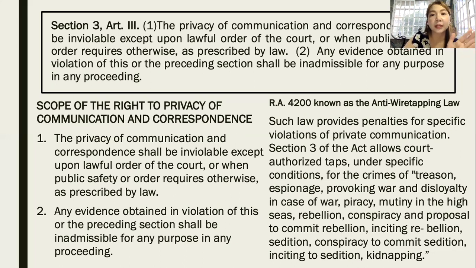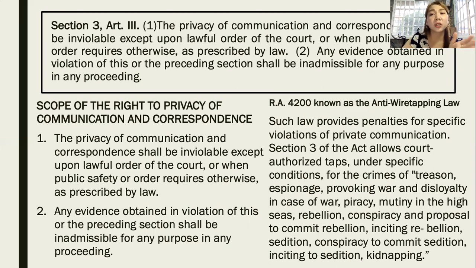Ano ba yung scope nitong right to privacy of communication and correspondence? Section 3: The right of communication and correspondence shall be inviolable except upon lawful order of the court, or when public safety or order requires otherwise, as prescribed by law. Any evidence obtained in violation of this or the preceding section shall be inadmissible for any purpose in any proceeding. What are the forms of correspondence and communication covered? It covers letters, messages, telephone calls, telegrams, and the like.